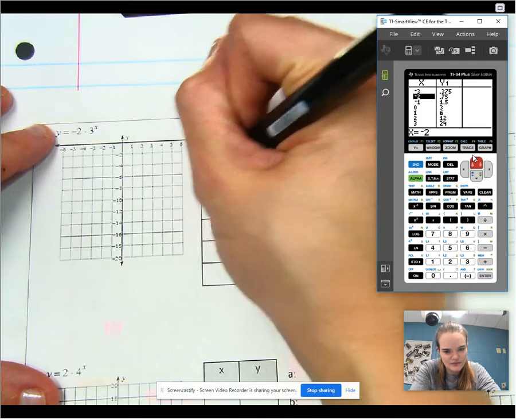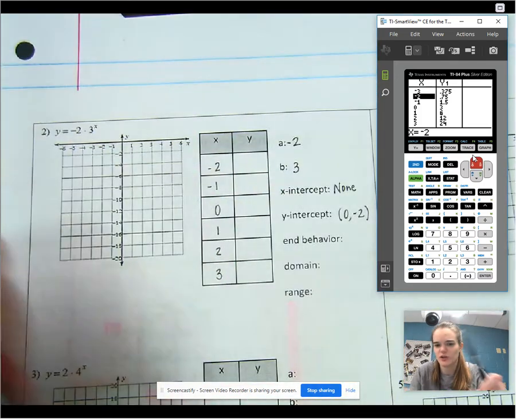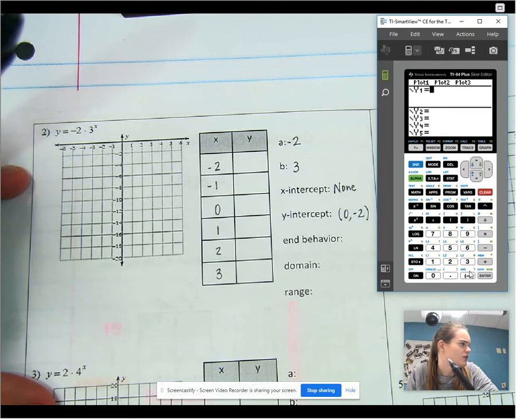Now let's graph. These are the x values we're going to use every time. Go back to y equals, clear this out, and type -2 times 3 raised to the x power. Second graph.